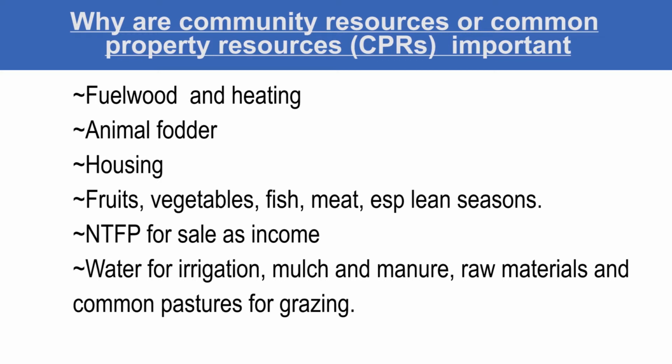Number 5, common property resources contribute significantly to private property-based farming, as well as to household enterprises. For example, they provide irrigation water, mulch, manure for cultivation, raw materials, and finally, common pastures are used for grazing. In short, dear listeners, common property resources are assets to carry out livelihoods for the poor.